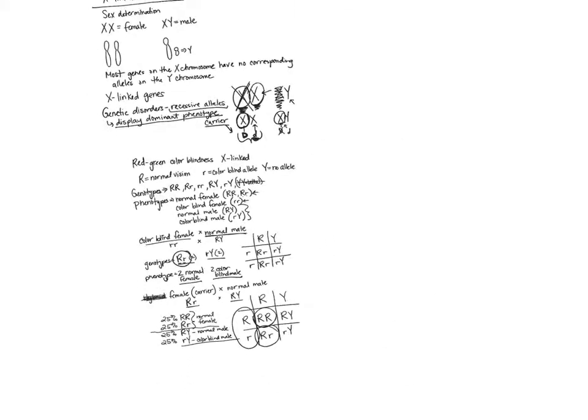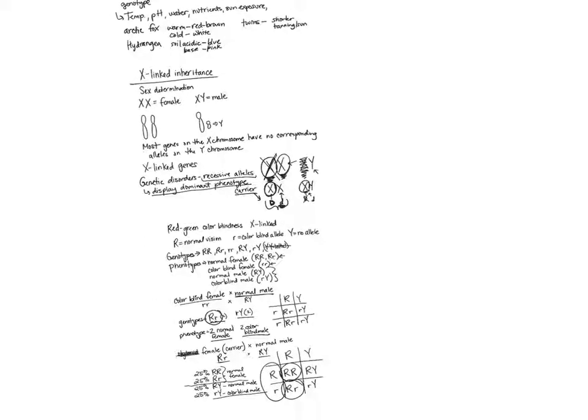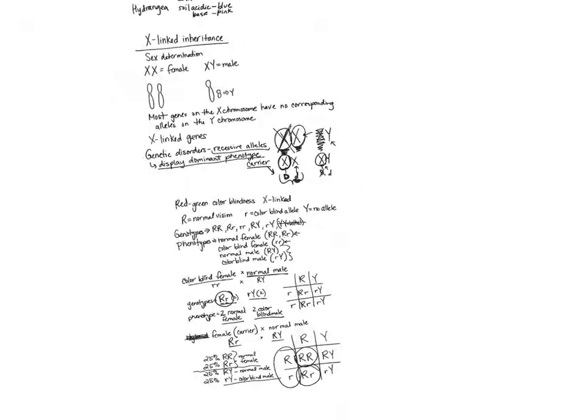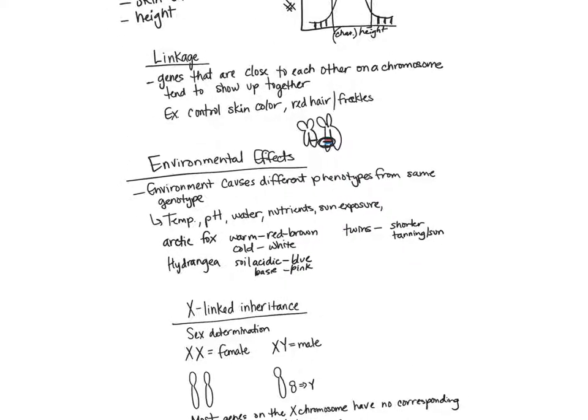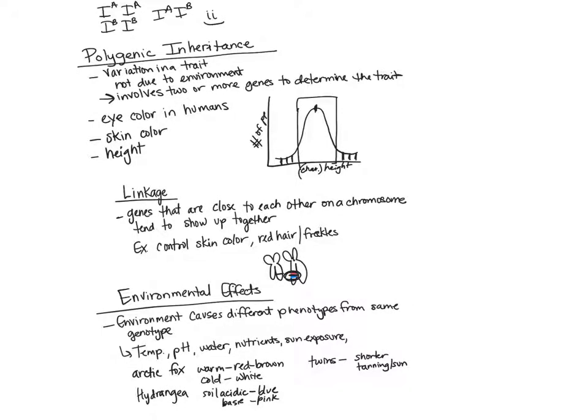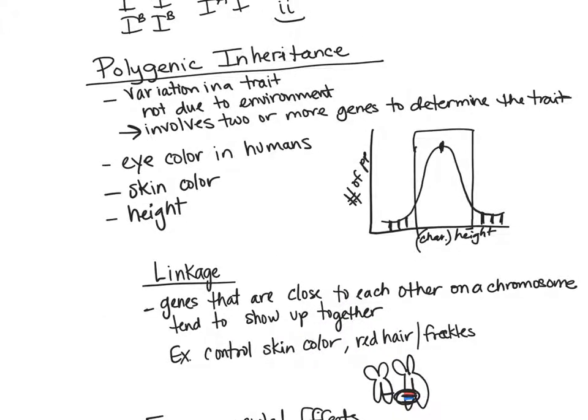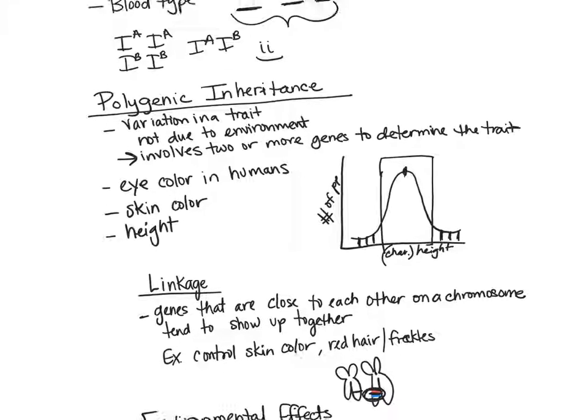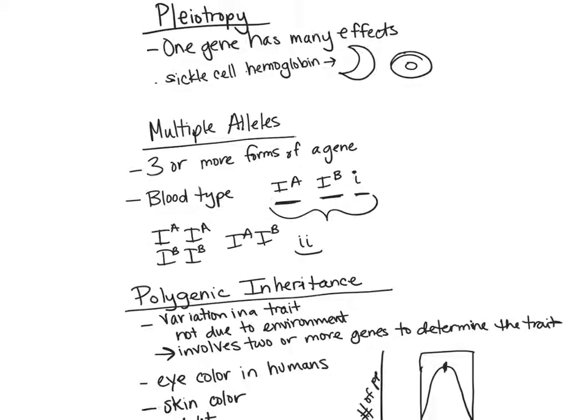So this kind of summarizes all of our non-Mendelian inheritance. So we just talked about X-linked inheritance and our different environmental effects, so the same genotype can cause different phenotypes. We talked about linkage, where our genes, if they're very, very close to each other, tend to show up together, like red hair and freckles, for example. We talked about polygenic inheritance. So this is where we have variations in a trait, so that involves 2 or more genes that determine the trait. So, for example, height or skin color or eye color in humans.